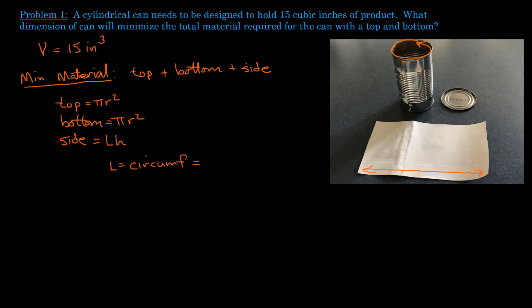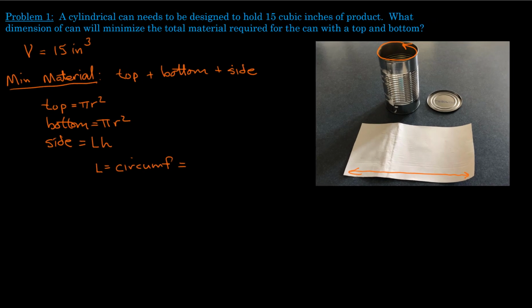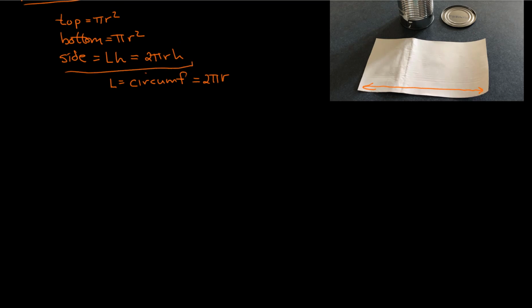Well, to get the formula for the circumference of a can, all you do is take the derivative of the area formula. You take the derivative of pi r squared, which gives us that the circumference is 2 pi r. And the height's going to be the height. So the side of the can is going to be described by the formula 2 pi r h. We have these three pieces going together to produce the can.